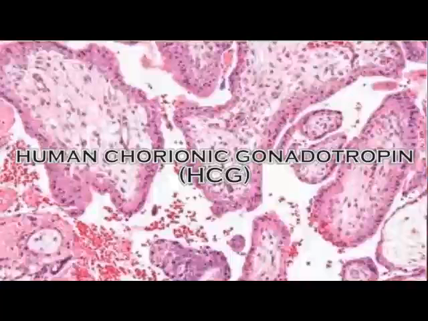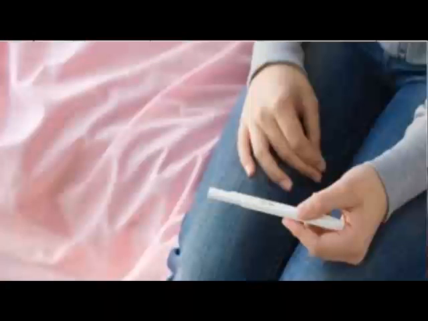Human chorionic gonadotropin preserves the corpus luteum because the hormone is unique to the embryo. Most pregnancy tests look for the presence of HCG.